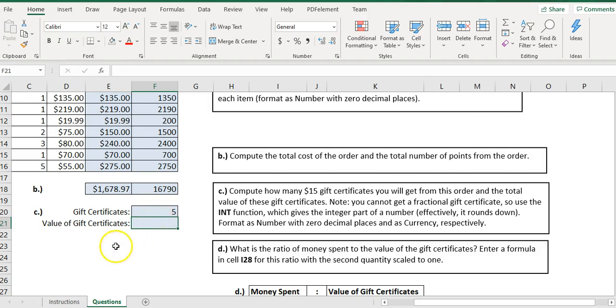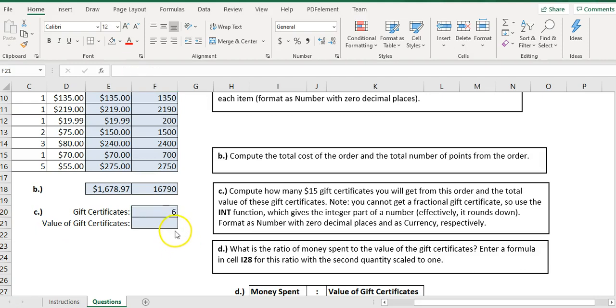Okay. Now, I didn't mean to cut it off. So I used 3,000, but it's not 3,000, right? So you need to use the correct value for that formula. So take a second and use the correct value and calculate the gift certificates.